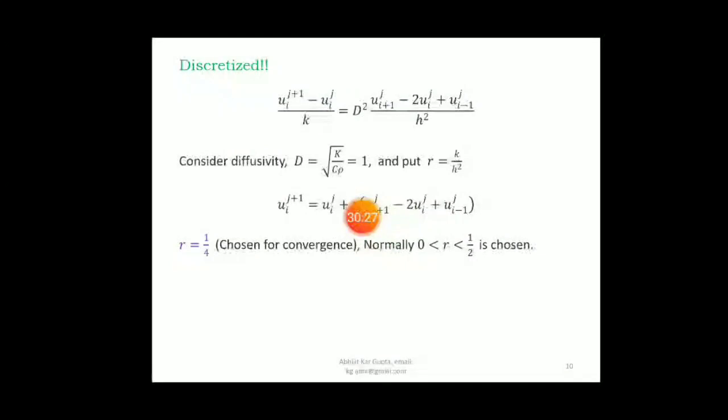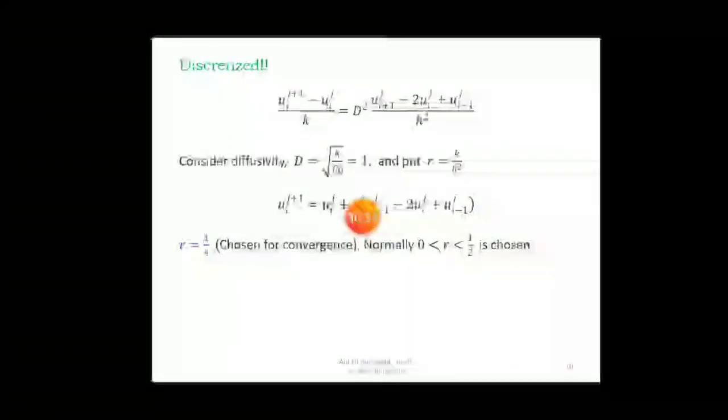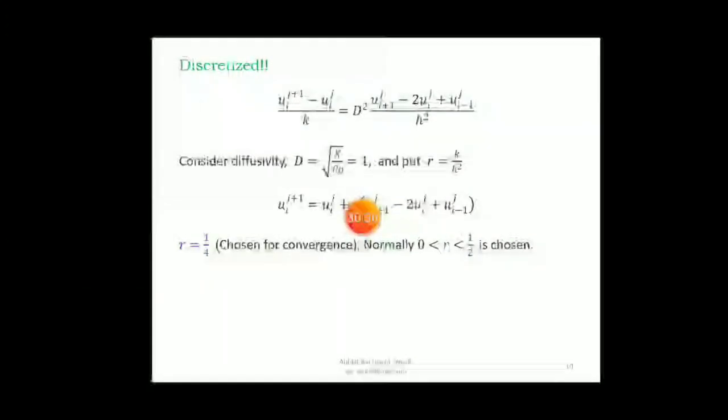That is, you have to understand the value is chosen for convergence of the solution. So we take r equal to 1/4 for our further calculations. The formula now becomes u_{i,j+1} = u_{i,j} + 1/4 (u_{i+1,j} - 2u_{i,j} + u_{i-1,j}).